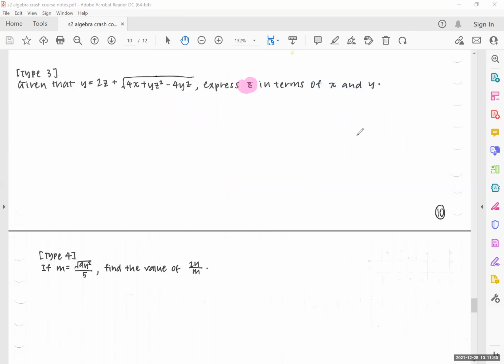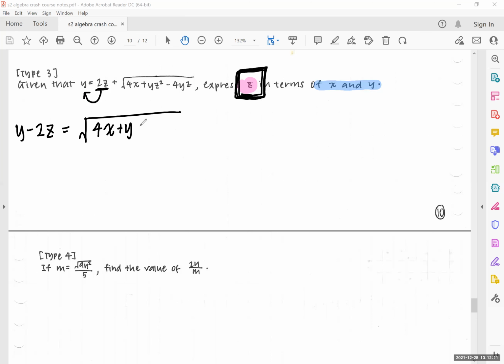Means if you do whatever Z did, you're going to get 0 out of 3. Understand? Okay, so what is the strategy to do? Listen very carefully. What I do first is I bring this person over first. So it becomes y minus 2z is equal to square root of 4x plus yz squared minus 4yz. Why? Because now I know that I need to get rid of my square root.